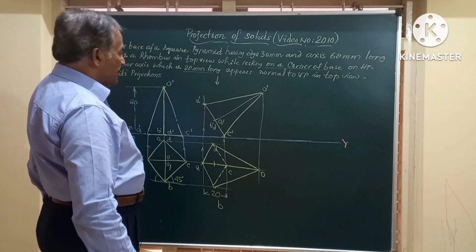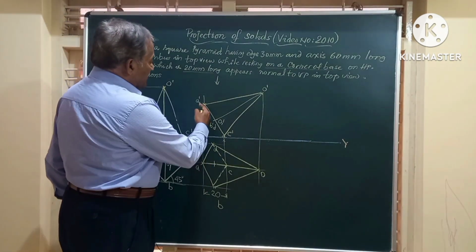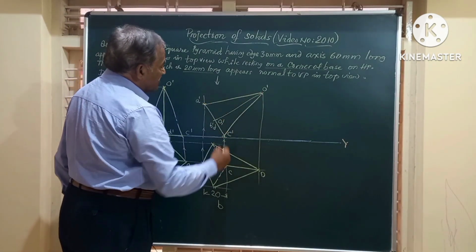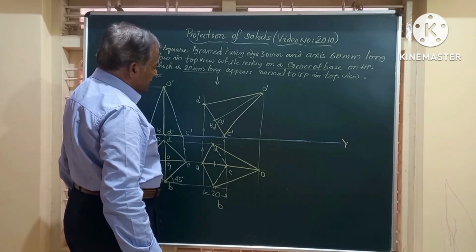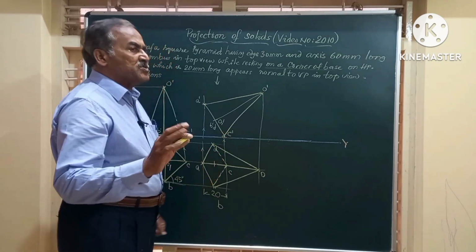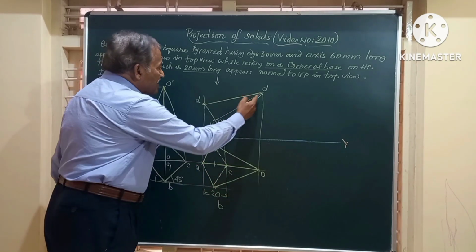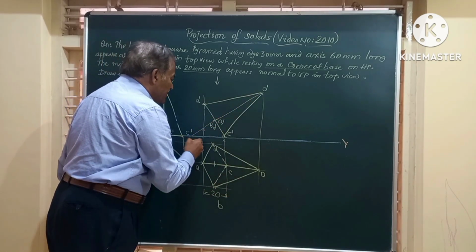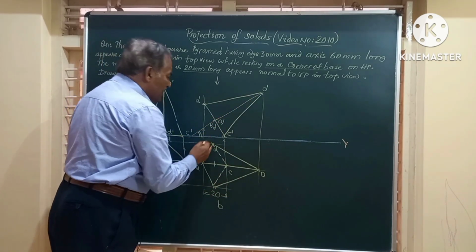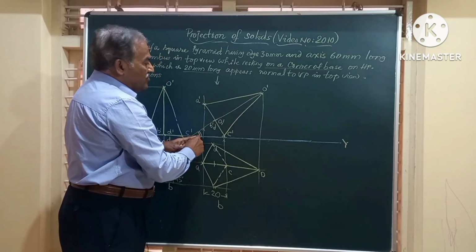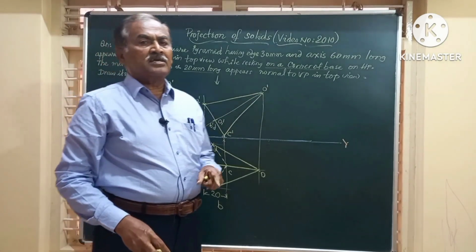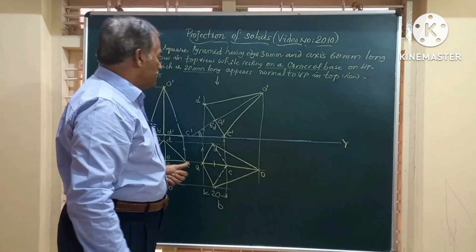So friends, you can see here, in the front view we have got this triangle O dash, A dash, C dash, and if they ask you in the question, what is the angle made by the axis with the HP, simply extend that, and if you measure this angle, you can get the angle the axis is making with the HP.